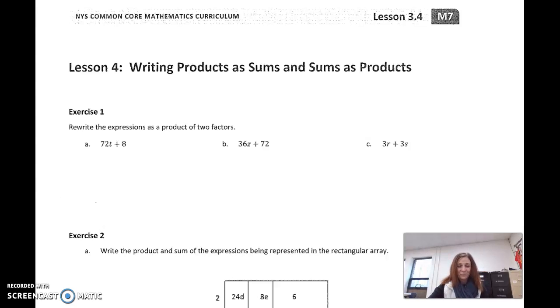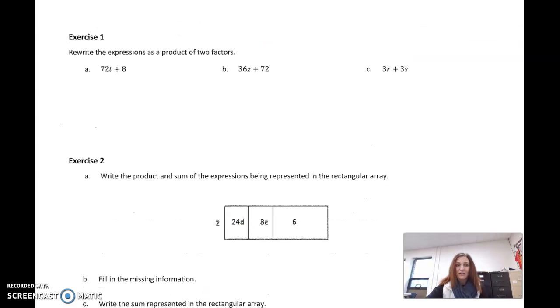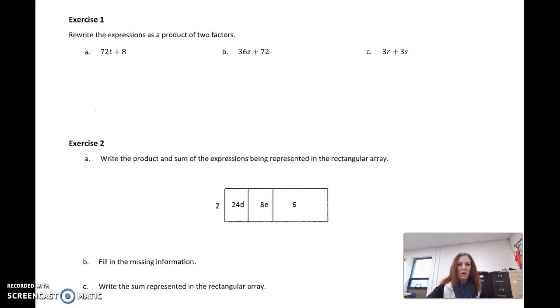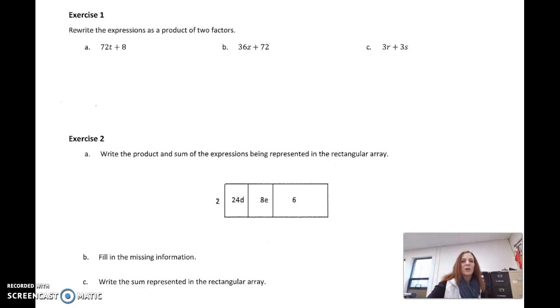So remember, again, when we talk about writing products, we're going to be working with multiplication, and sums, a solution to an addition problem. Now these first problems here should seem very familiar because we've done them over and over in our warm-ups. It says rewrite the expression as a product of two factors. So we're going to multiply two things together to get this. And as you've heard me say a ton of times, the way we find out what we're multiplying by is to divide. If you want to know what you're multiplying by, you divide.